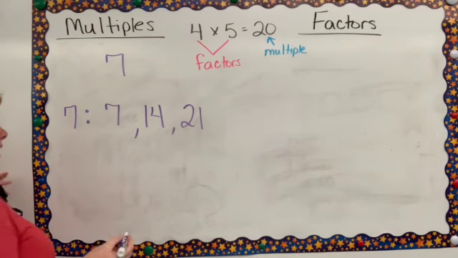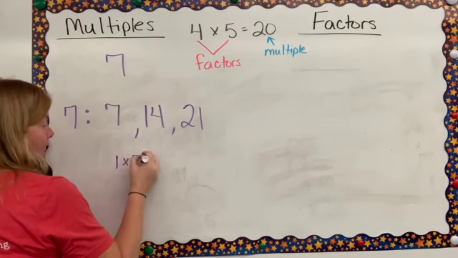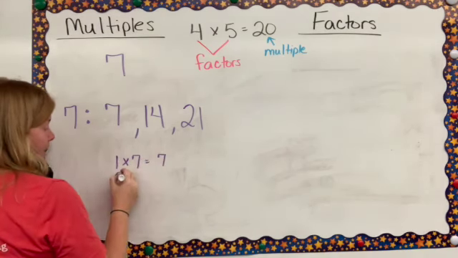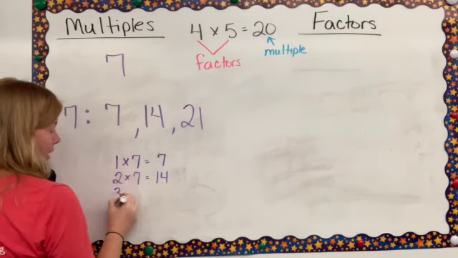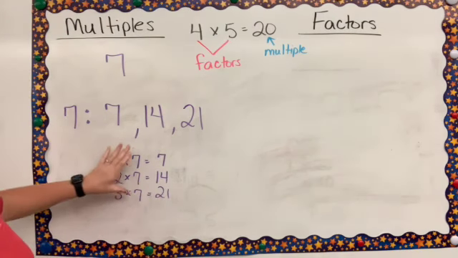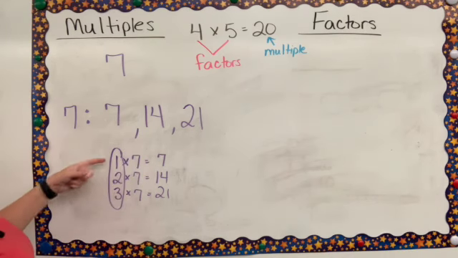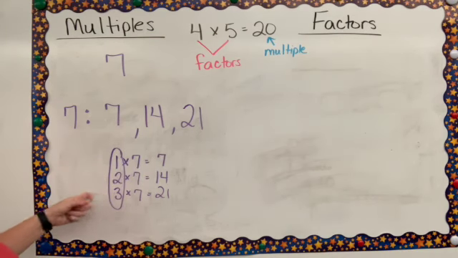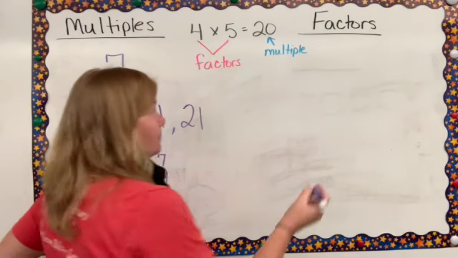Now, in my video, I showed you how that relates to multiplication. 1 times 7 is 7. 2 times 7 is 14. 3 times 7 is 21. So this tells you that it's the first 3 multiples: times 1, times 2, times 3. Okay? Now let's do the factors of 7.